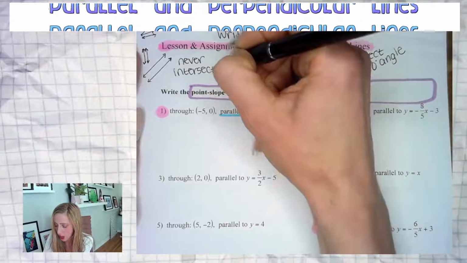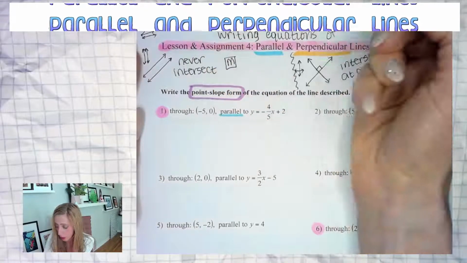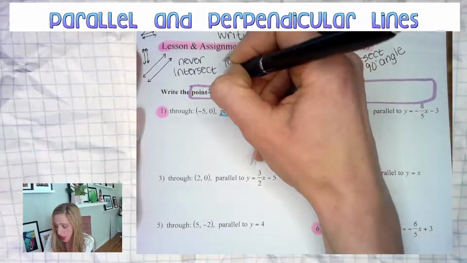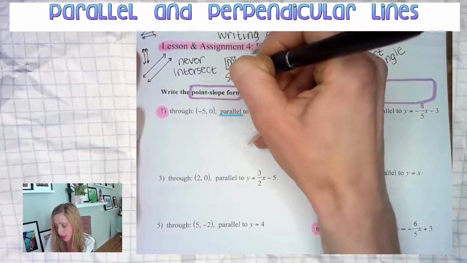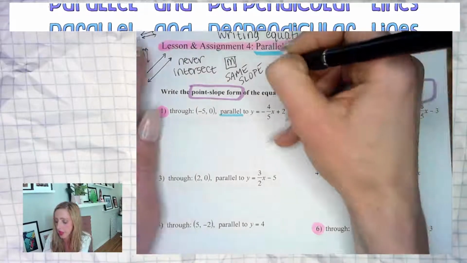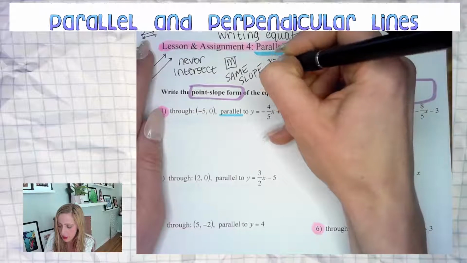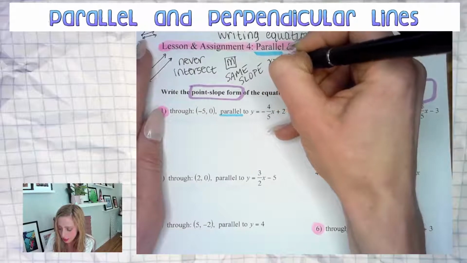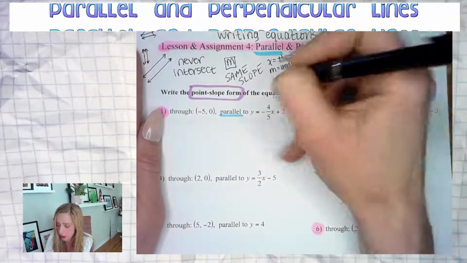What else do we need to know? Well, we should know some things about their slope, right? Really important if we're going to be writing equations of lines. So parallel lines have the same slope as each other. That's really the main takeaway. Whatever slope the one line has, the other one has as well. Don't forget that if x equals a number, that means the slope is undefined. So the other line would also be x equals a number.